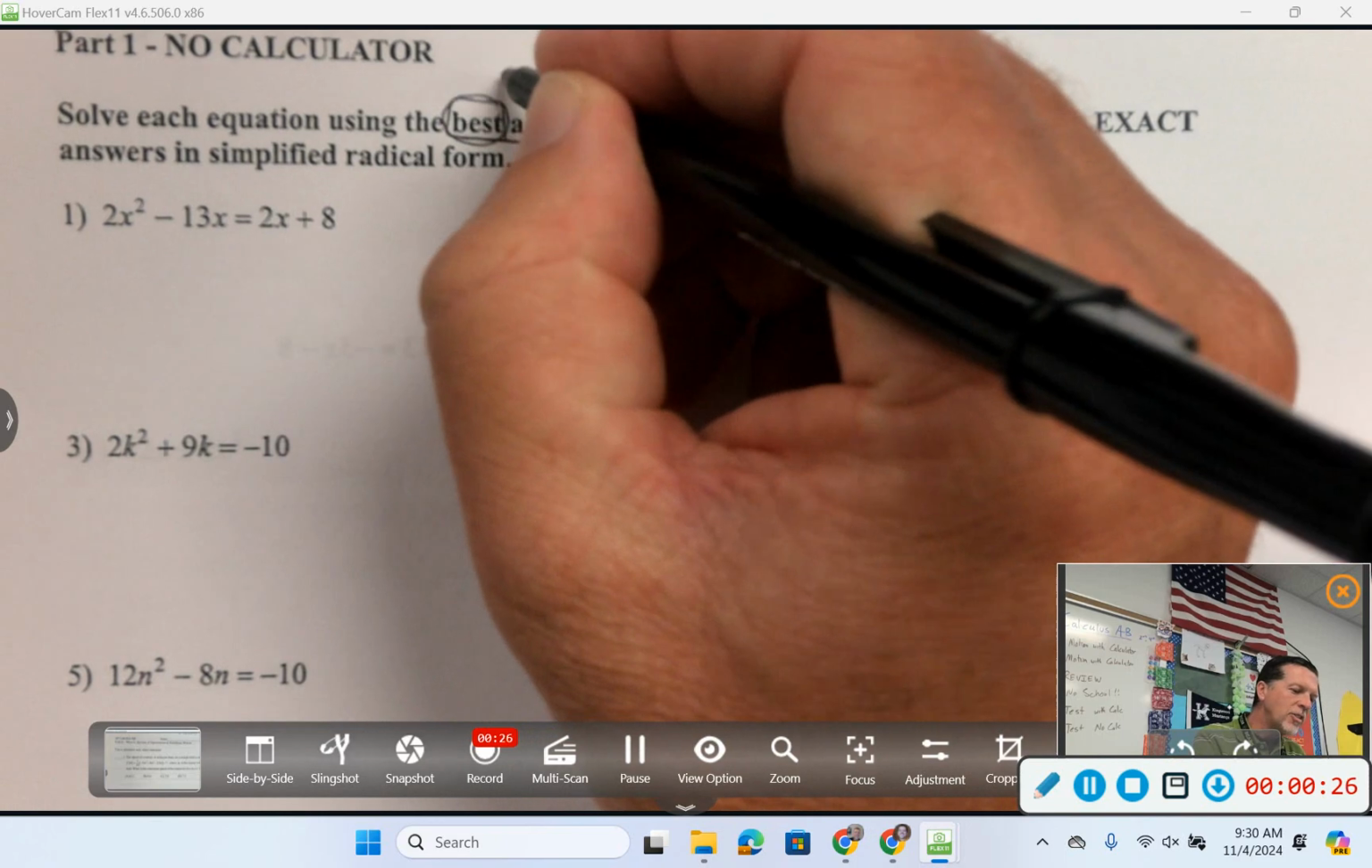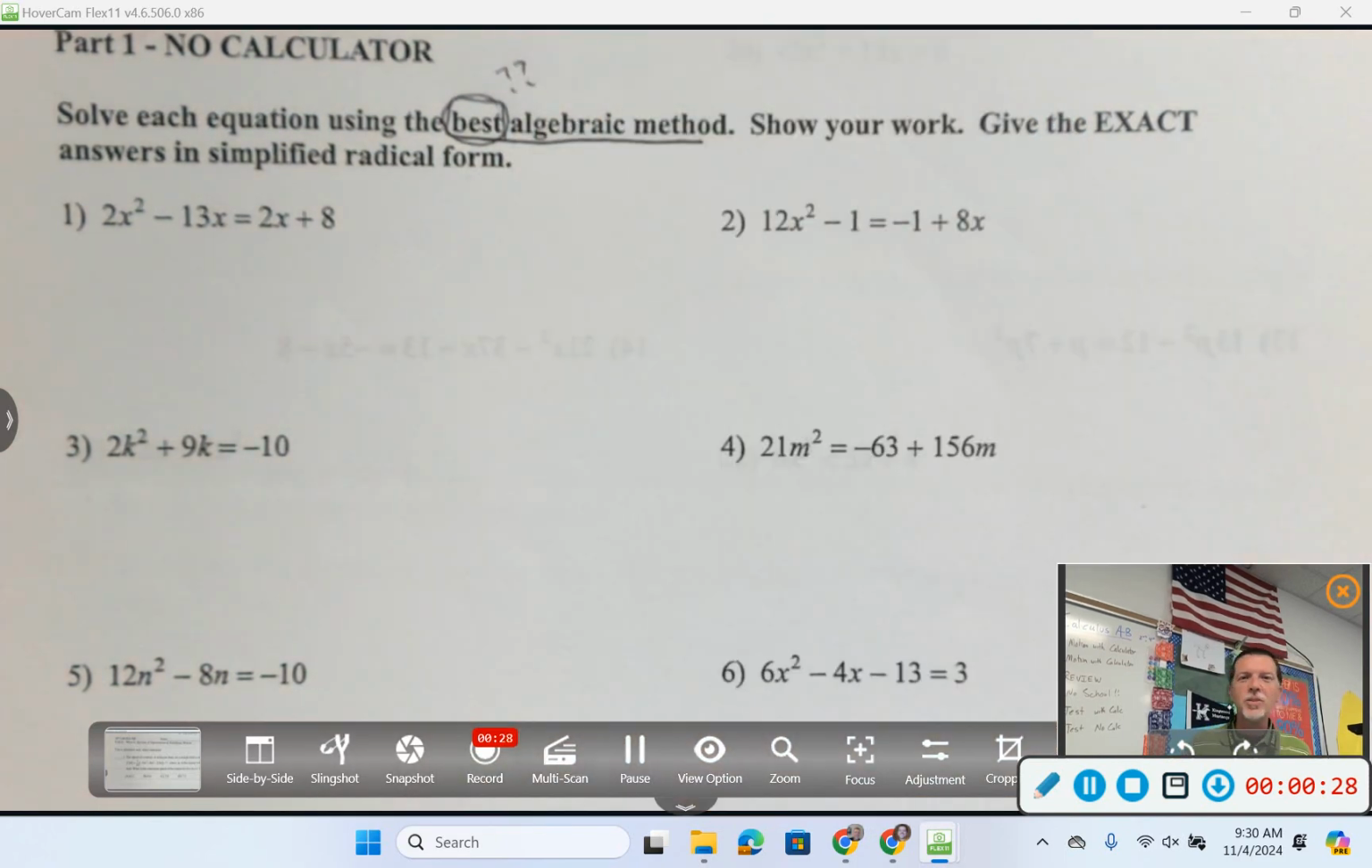The best algebraic method, that's sort of up to you, because I'm not going to take off if I think you picked the lesser algebraic method. Right? If you quadratic formula one that would have factored, okay, you didn't use the best method, but as long as you got there, you'd be okay.